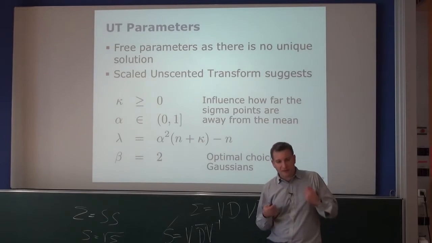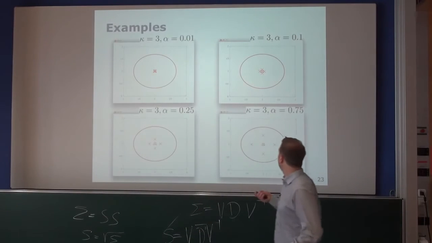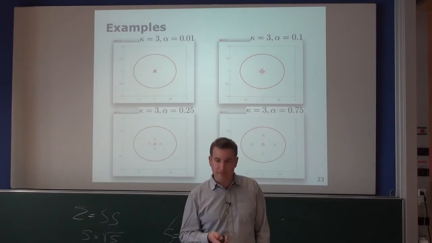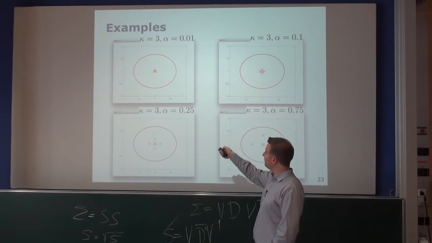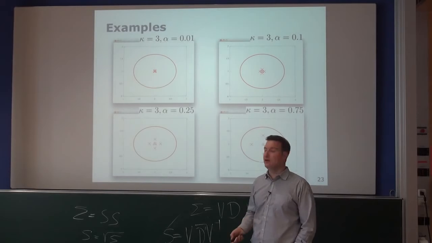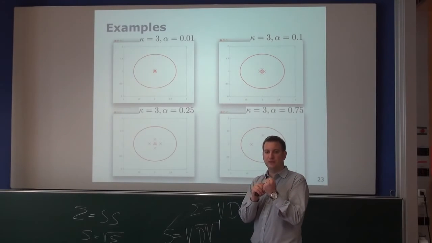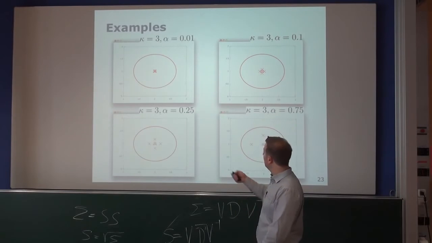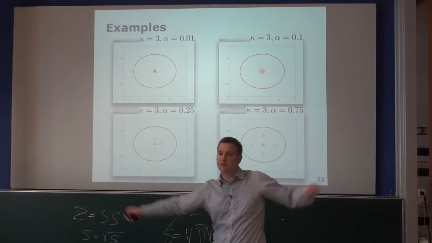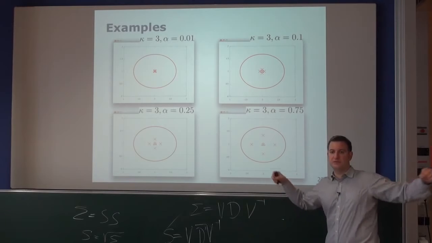Now just some examples to give you a little bit of intuition what happens if you change these individual parameters. On this slide, I set kappa to 3 and just varied the value for alpha. If alpha is very small, all those points in this plot are indistinguishable or nearly indistinguishable from the mean. So the smaller alpha gets, the closer those points move towards the mean. And the larger lambda gets, the further those points move away from the mean. So you see from 0.01, 0.1, 0.25, 0.75. They move outside.